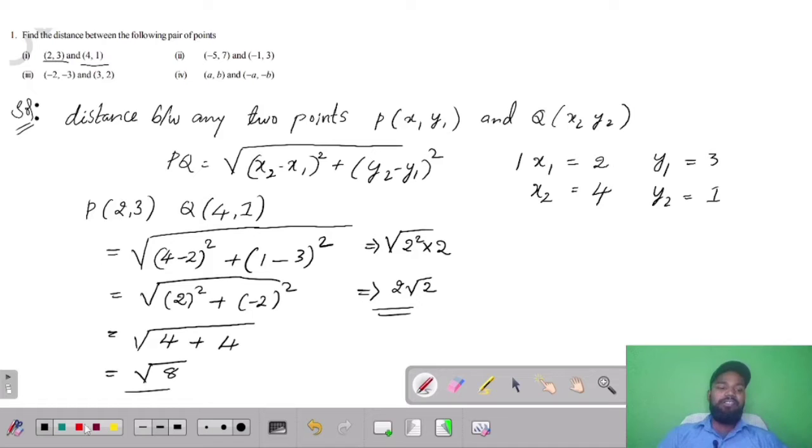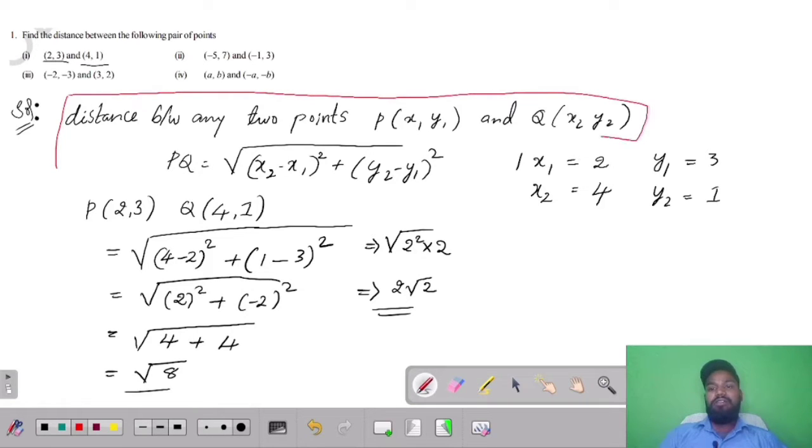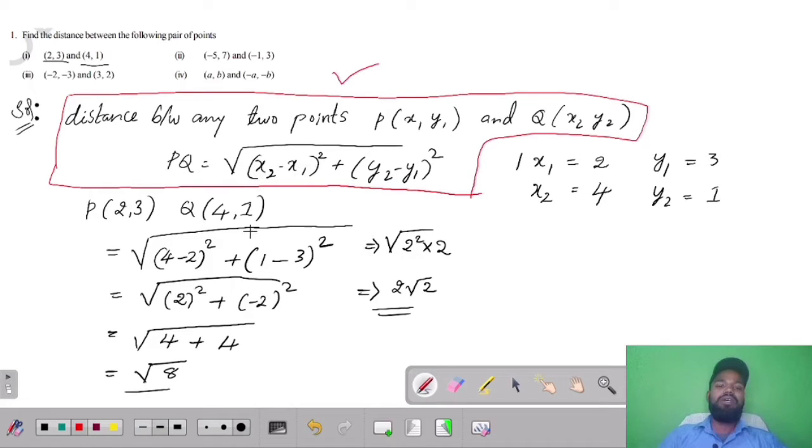So what I did here, you just remember this formula. What is the formula? The distance between any 2 points is under root of x2 minus x1 whole square plus y2 minus y1 whole square. If you remember this formula, then it is easy to do all the problems. So moving to the next problem.